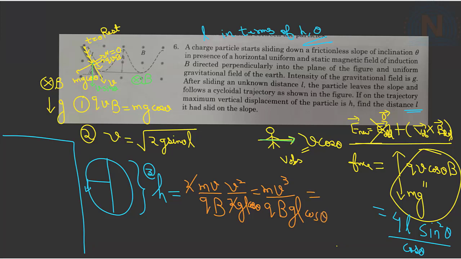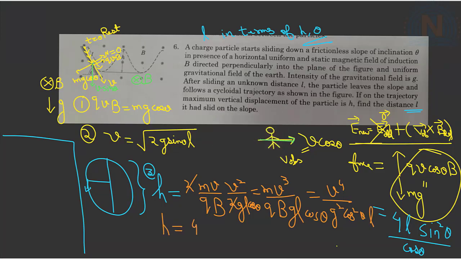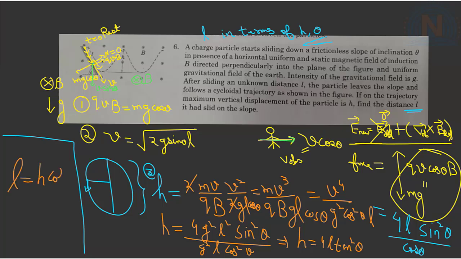This term became v^4 upon g square cos square theta multiplied by L. And then when I have written h, it became 4 g square L square sine square theta. Just look into the calculation. And the denominator became g square L cos square theta. Everything cancelled. From here, my h came out as 4L tan square theta. When arranged properly, L became h cot square theta divided by 4.